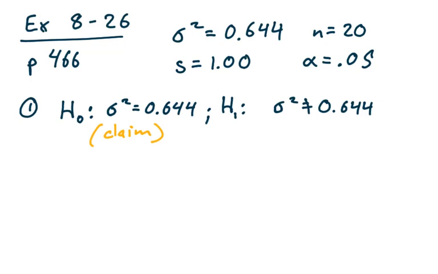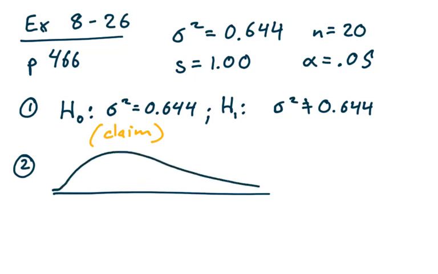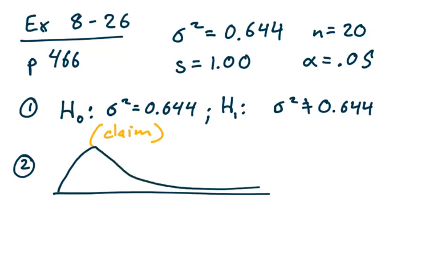But we're going to proceed with the hypothesis test the same exact way that we always do. So notice here we actually have a two-tailed test. So we have a little area on that side, and we have a little area on that side. So we have our rejection region split into two tails.